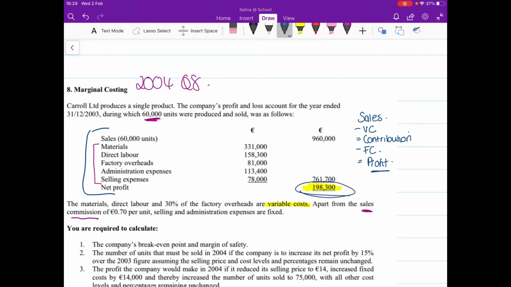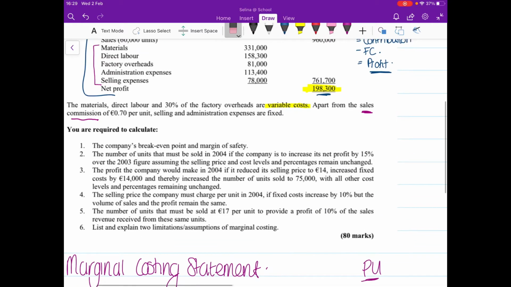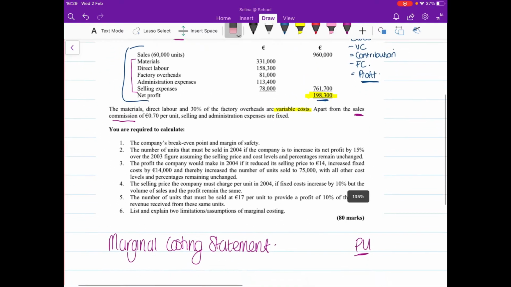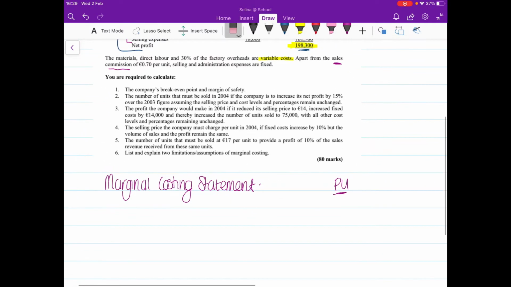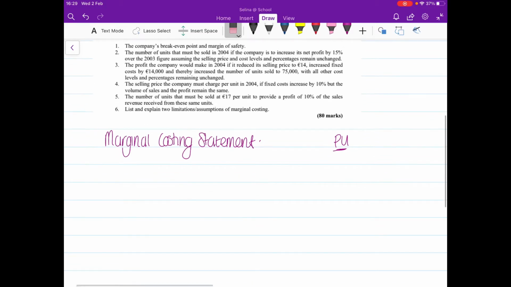After rearranging, we should end up with the same profit. So whatever profit we get should end up being 198,300. If you ever end up getting something different to what's in the question, that means you've gone wrong somewhere, so you need to fix that. You're not asked to do this marginal costing statement, but you need to do it. So down here I have my little heading ready to go, marginal costing statement, and then a column PU, which stands for per unit. So we're going to have 2 columns here, an inside one and an outside one.